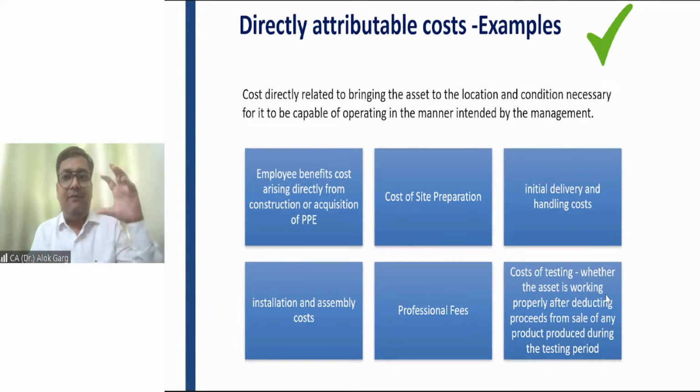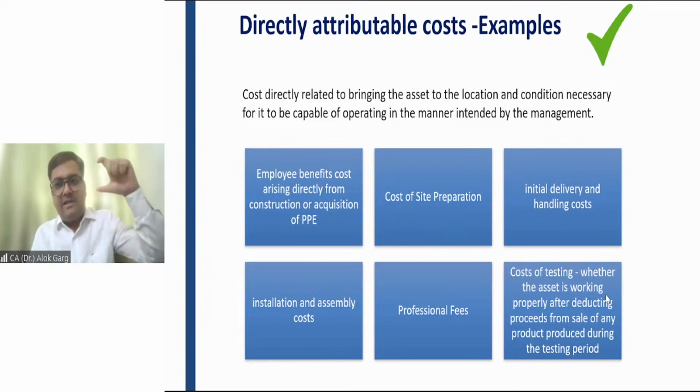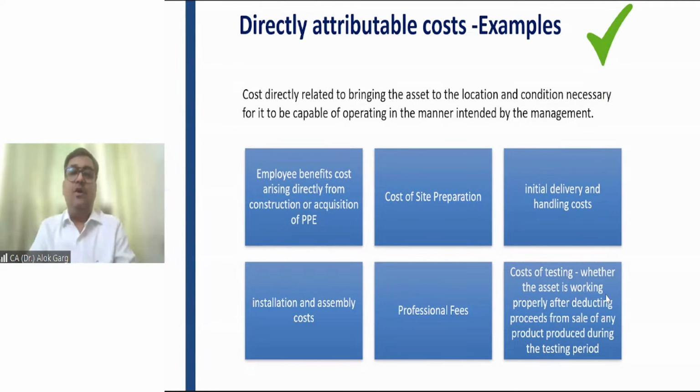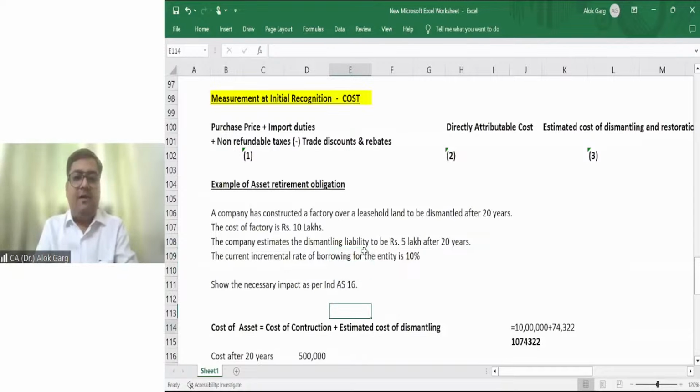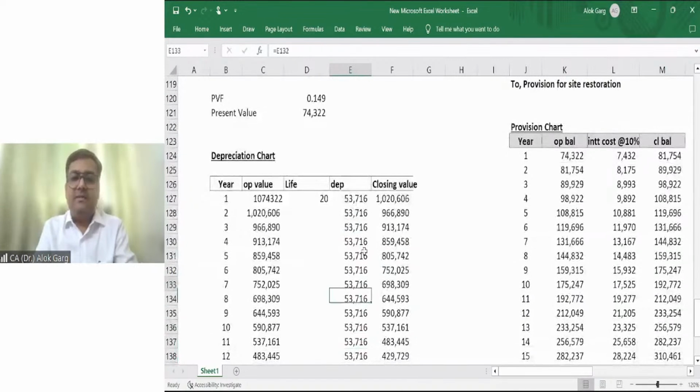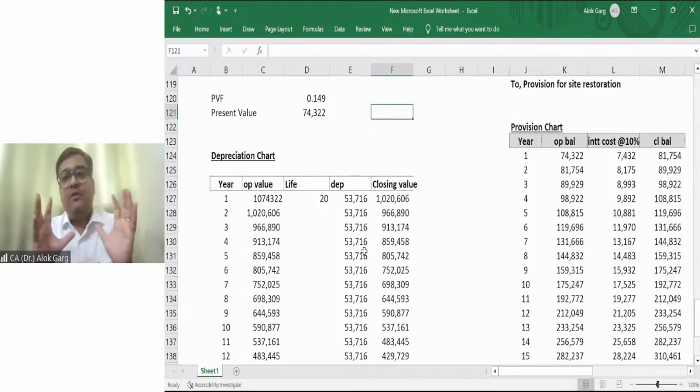So your day one entry is 75,000 asset debit to 75,000 liability. On 75,000, you are charging a depreciation. Let me show you in the P&L. On 75,000, you are charging a depreciation over the life of 20 years. It means in the P&L, 74,322 will go in the form of depreciation.